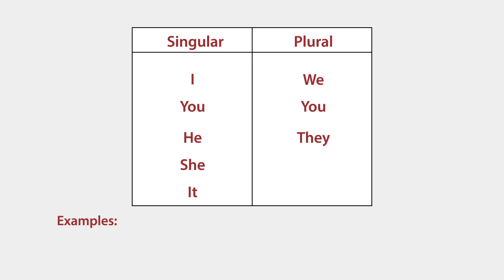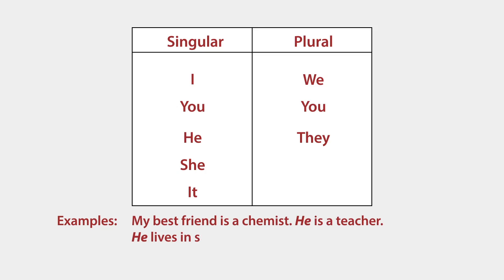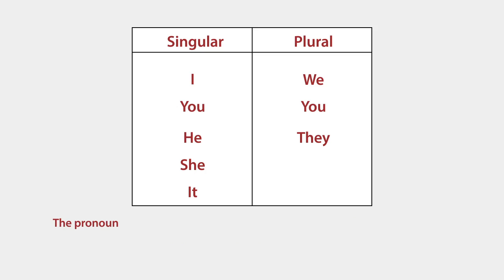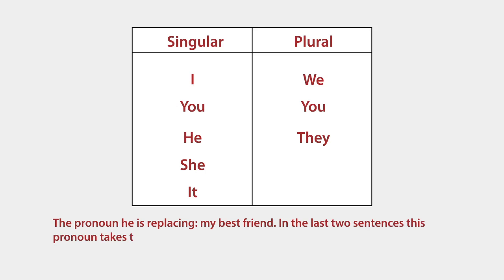Examples. My best friend is a chemist. He is a teacher. He lives in southern Mexico City. The pronoun he is replacing my best friend. In the last two sentences, this pronoun takes the place of the subject. It goes at the beginning of the sentence.